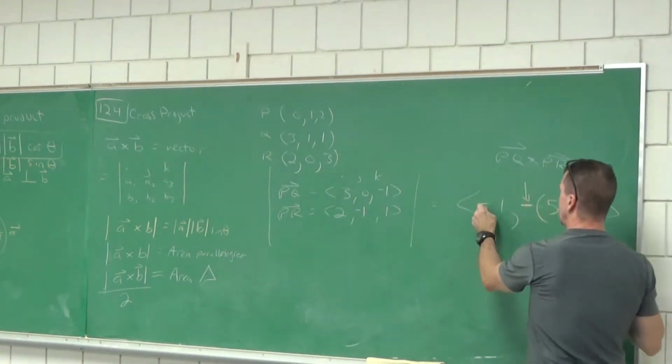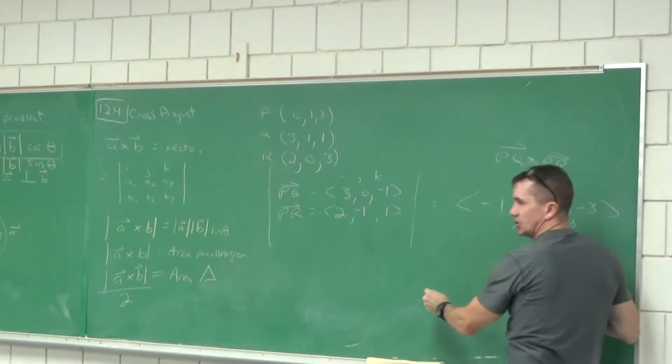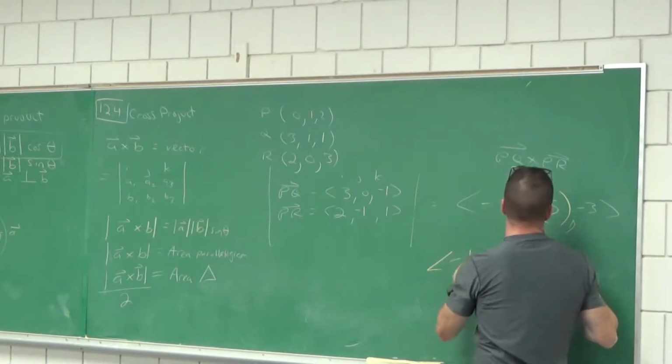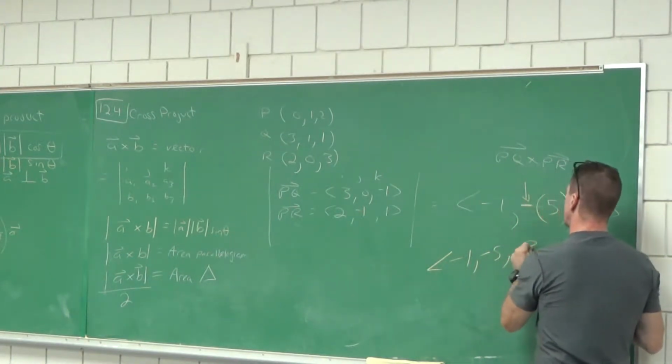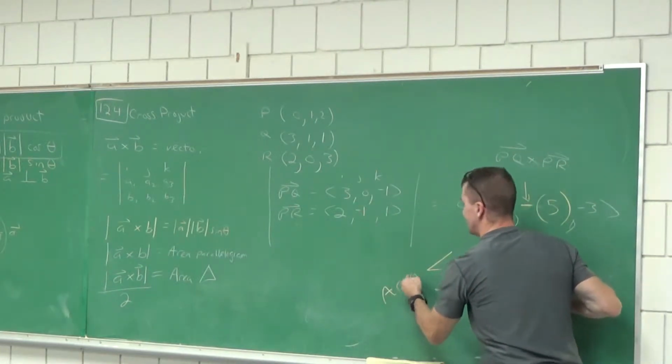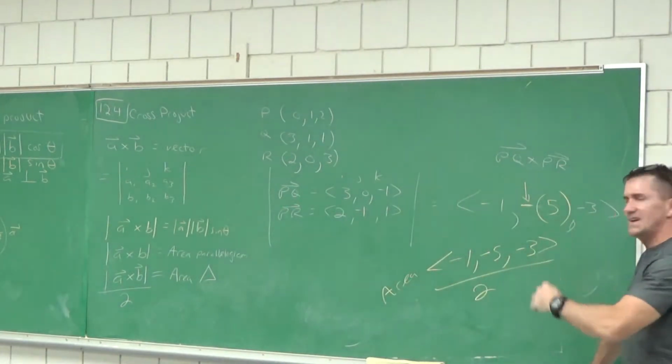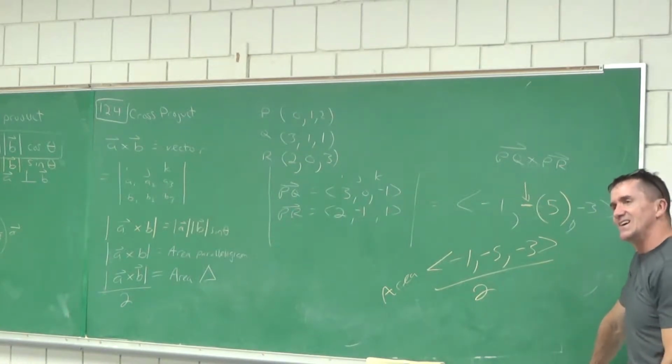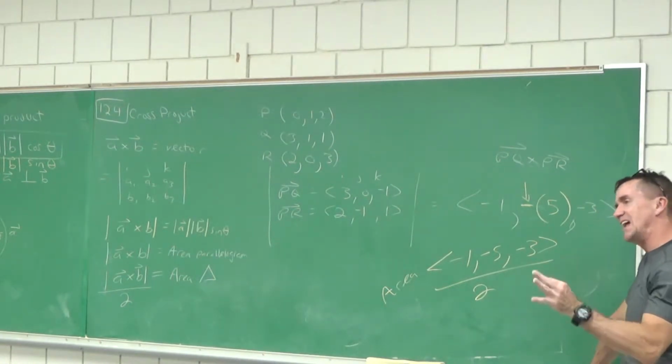Hey, so let me write, I got negative 1, negative 5, negative 3. Don't do this on a test. I've seen this happen. So here's what not to do on the test. Look, there's my area. This has happened before. Does that look like an area? Is a vector an area? Area has to be a scalar, right?